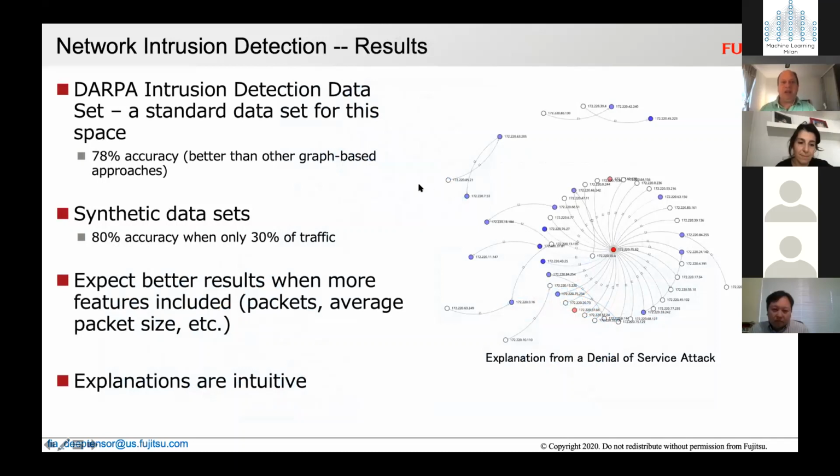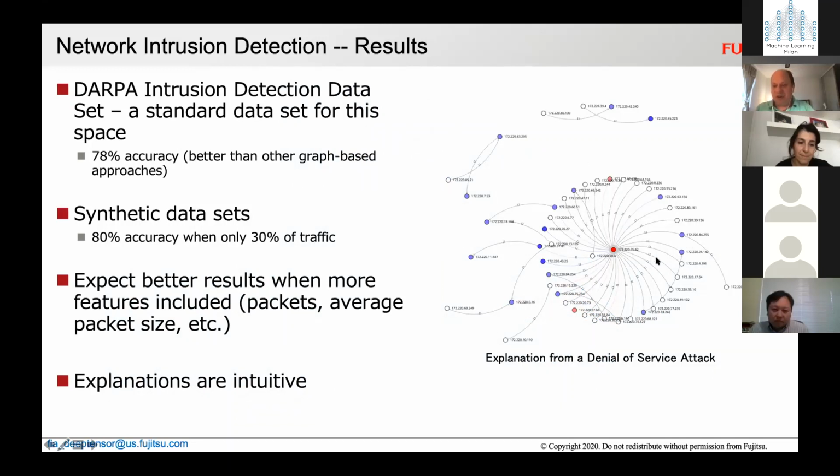So with Deep Tensor, in the original paper, they did use this famous DARPA intrusion detection data set, and it did work using that and improve the accuracy. We've also done a lot of work with synthetic data sets, and that's ongoing work because we expect that as you add more features, you can get better results. And the explanations we get out of Deep Tensor are very intuitive. So this is one of the explanations we get back.